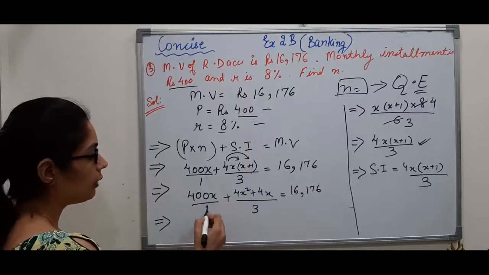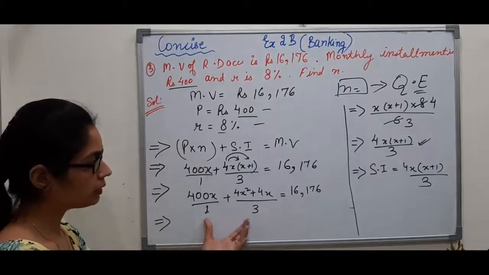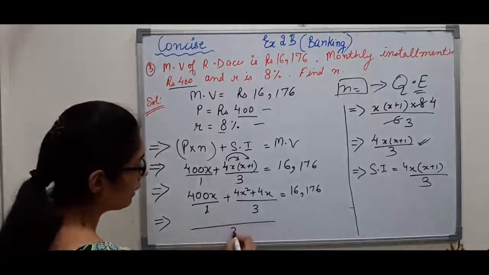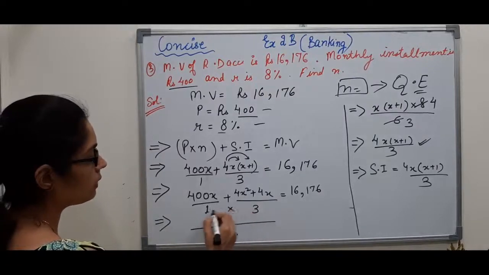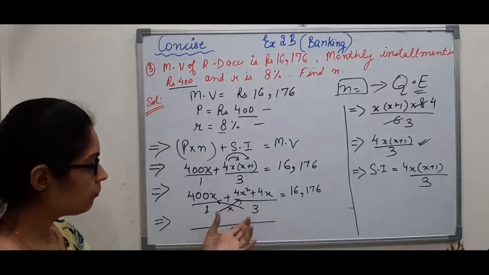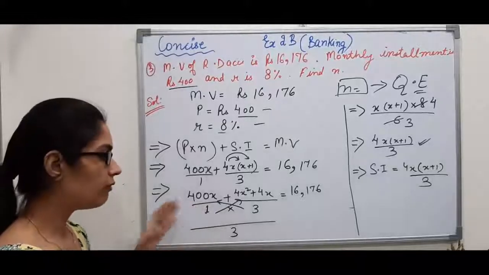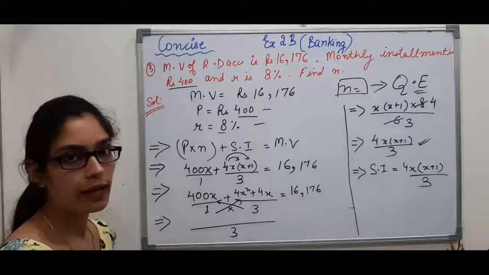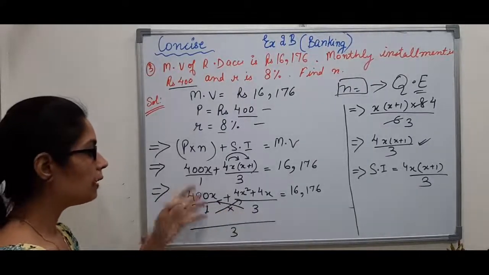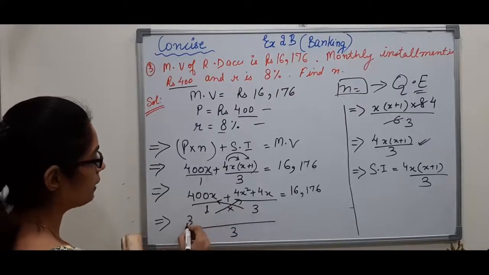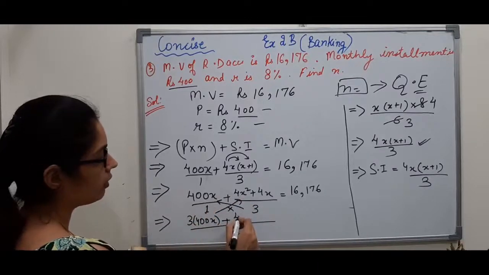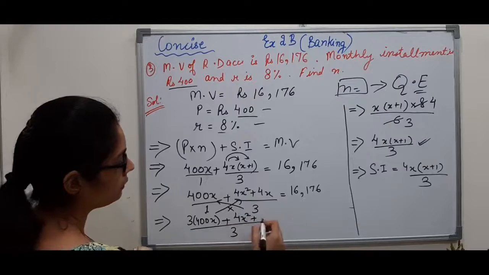Whenever the denominators of both the terms don't have any common multiple, you can simply multiply these two numbers, 3 into 1, and then you can do cross multiplication. Only in such a case, when both the denominators don't have any common multiples, this is an easy way to take the LCM. LCM will be the multiplication of these two numbers. Then for the upper terms we have to do cross multiplication, like 3 I will multiply with 400x, plus here 1 is there, so I will write 4x square plus 4x.